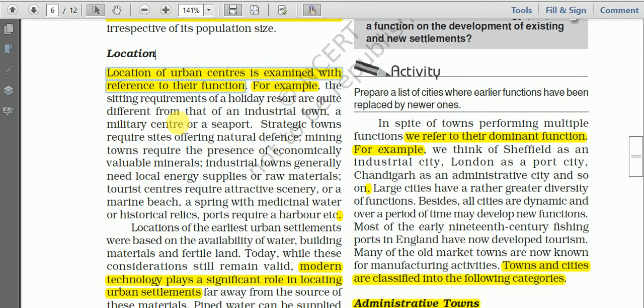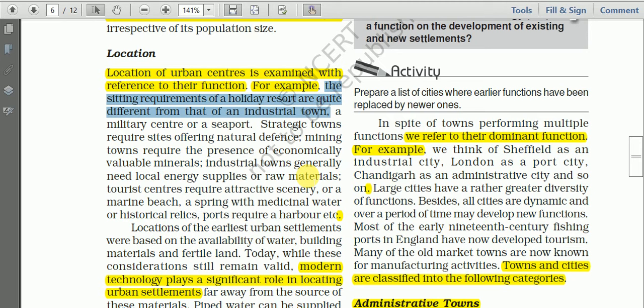So the location of urban centers, cities, is determined by their function. Say, for example, the siting requirements of a holiday resort are quite different from that of an industrial town.